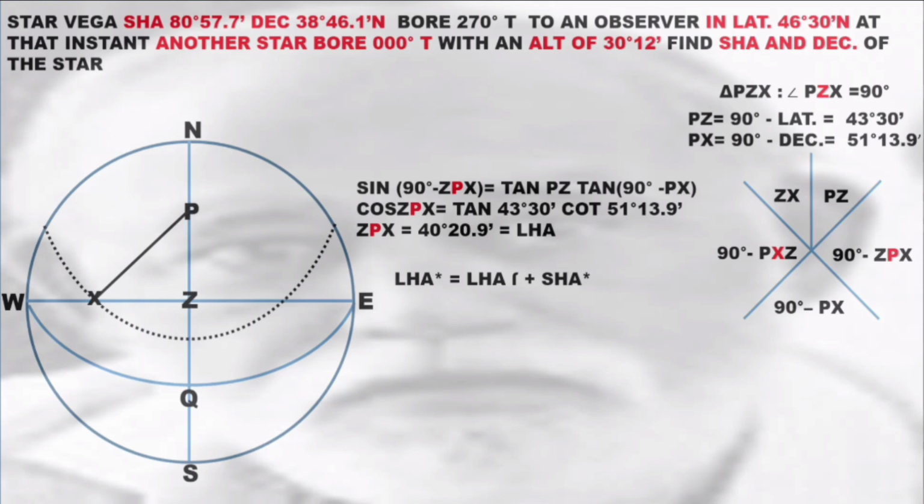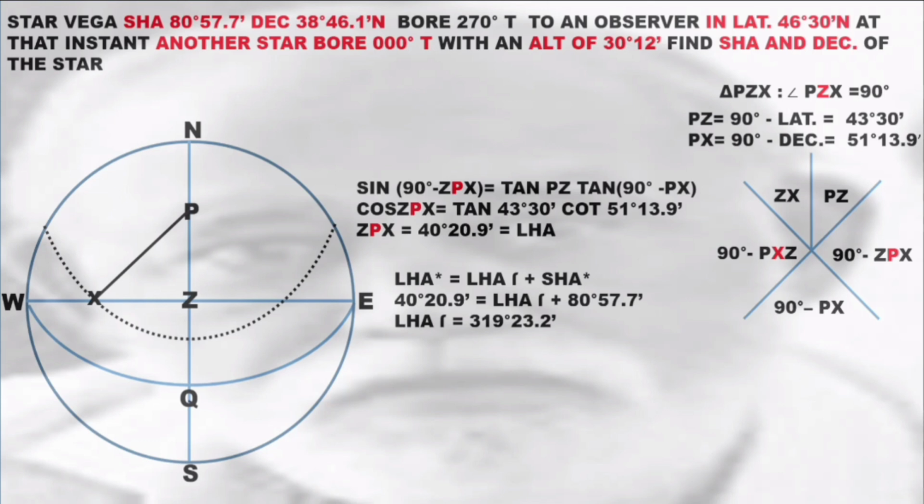So, LHA Aries for the known star, Vega, another star would be the same. So we try to find out LHA Aries here. LHA Aries is this much.